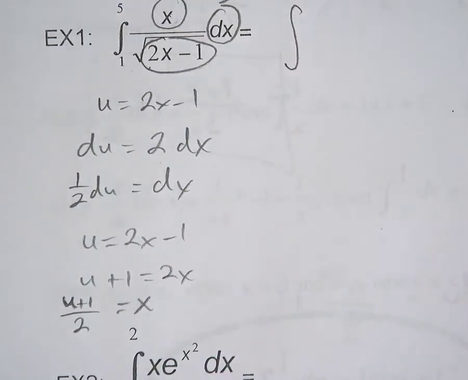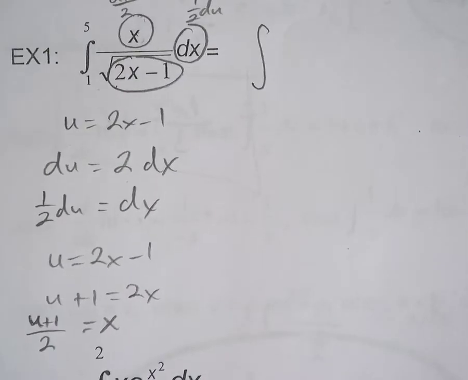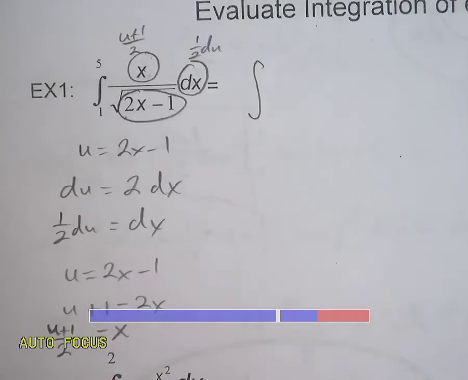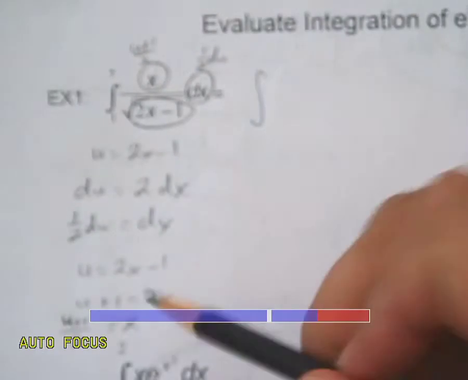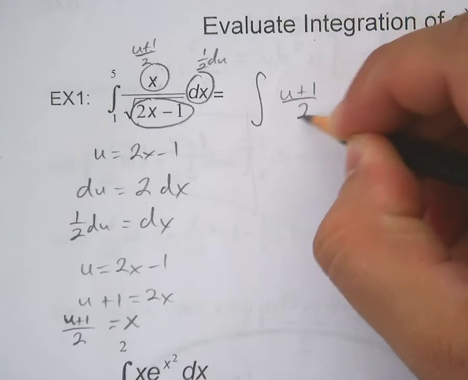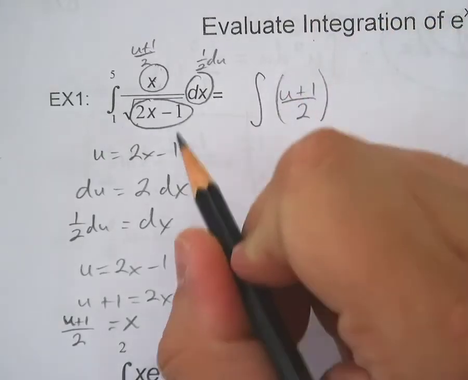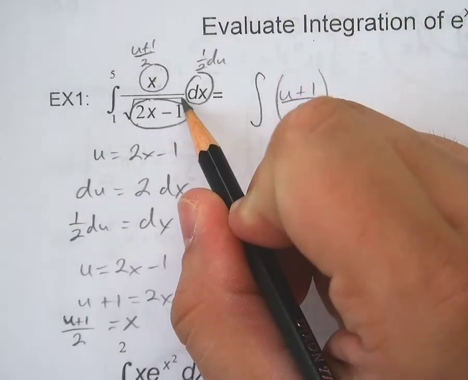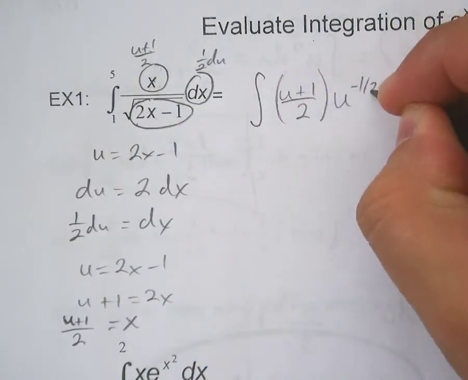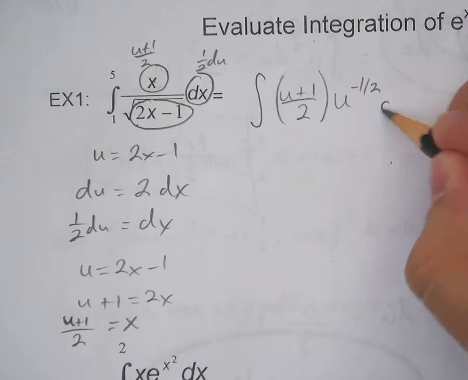So let me go ahead and draw my integral symbol. And this is going to be u plus 1, a little bit far in there. There we go. It's going to be u plus 1 over 2 times, and this is u to the 1/2, but it's in the denominator, so I'm going to call it u to the negative 1/2. Excuse me. du.